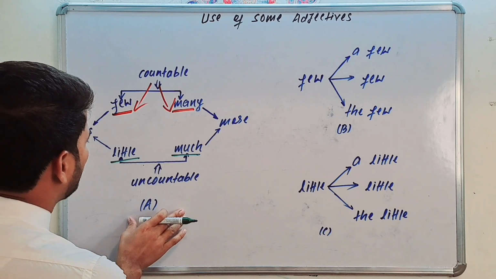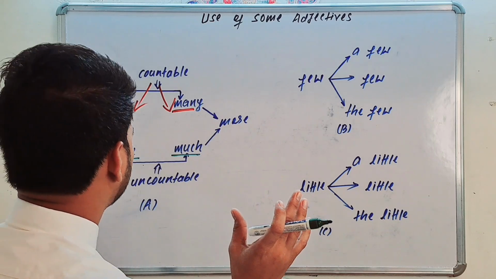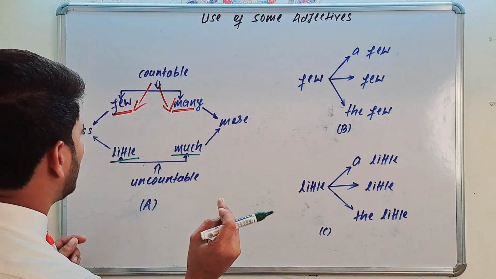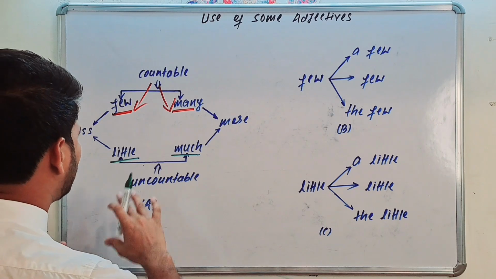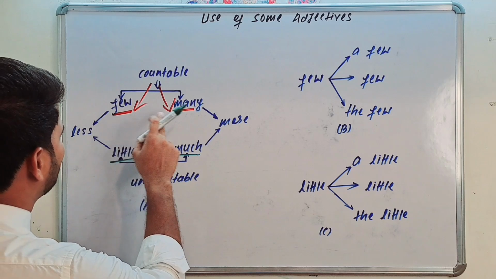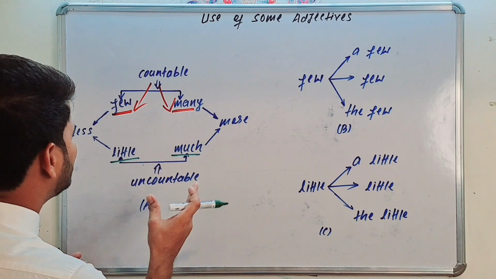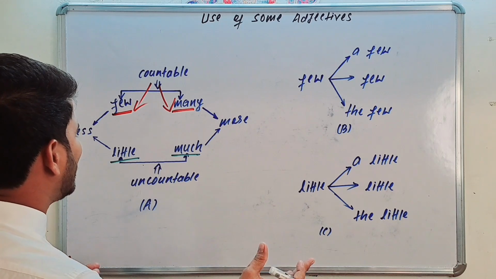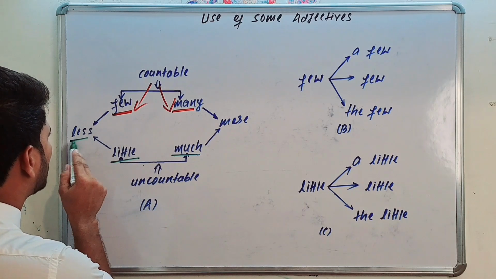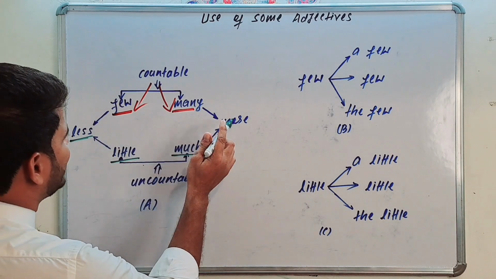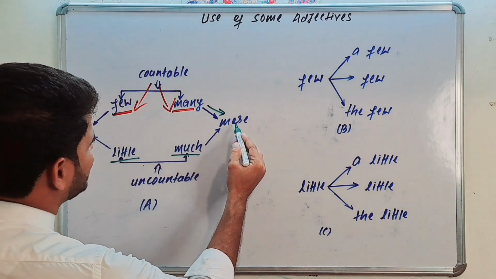Keep in mind and always remember image A. Whenever you are using adjectives of number and quantity, keep in mind image A: few, many, little, much. These words are adjectives used as determiners. The meaning of few is less, and many means more. Little means again less, and much means more.